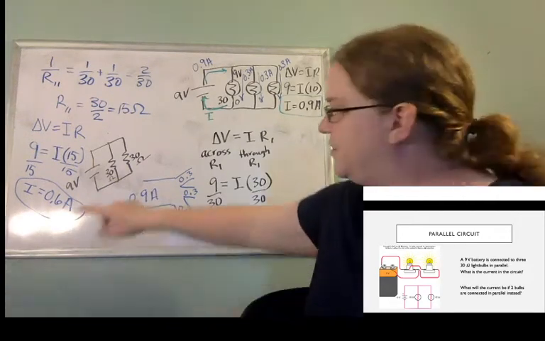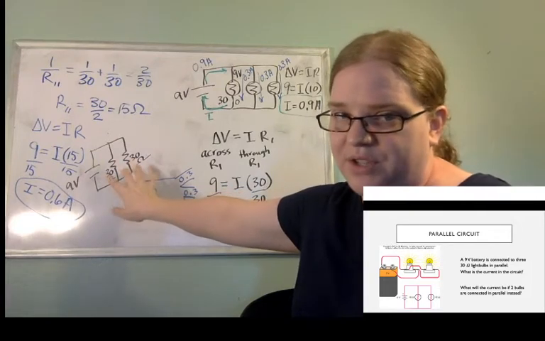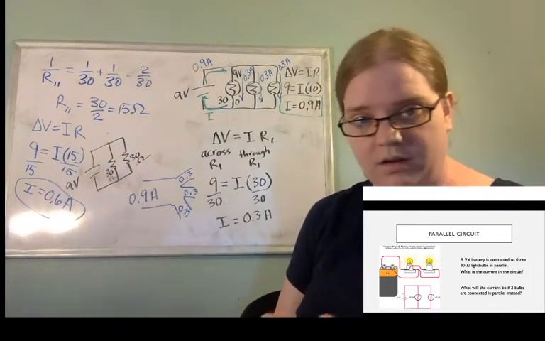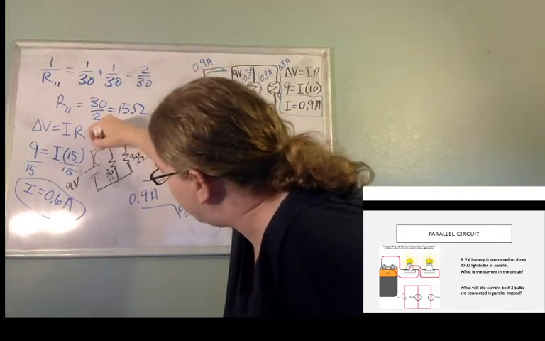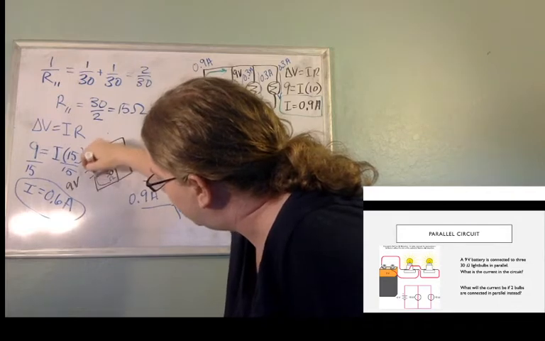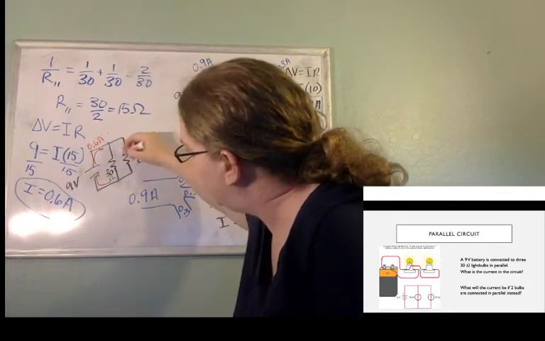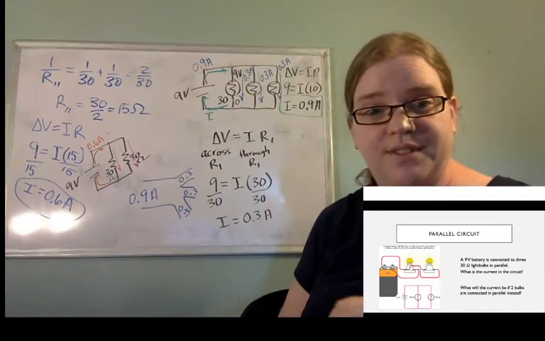How much current goes through this 30 ohm resistor when there are only 2 in parallel? Here we have 0.6 coming through the battery. And how much goes through each of those?